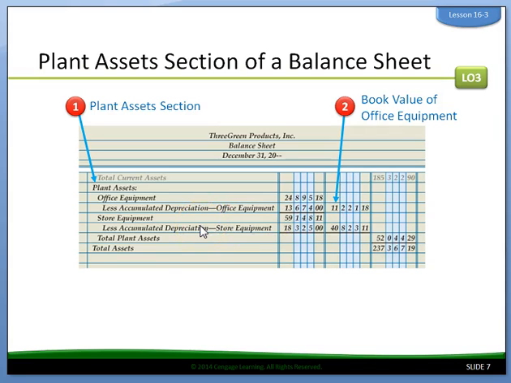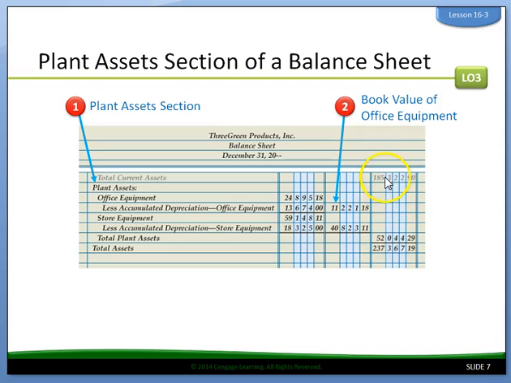Now use the same procedure to calculate the book value of the store equipment. Store equipment, less accumulated depreciation of the store equipment, subtract those, and then we're going to add these together and put total plant assets.